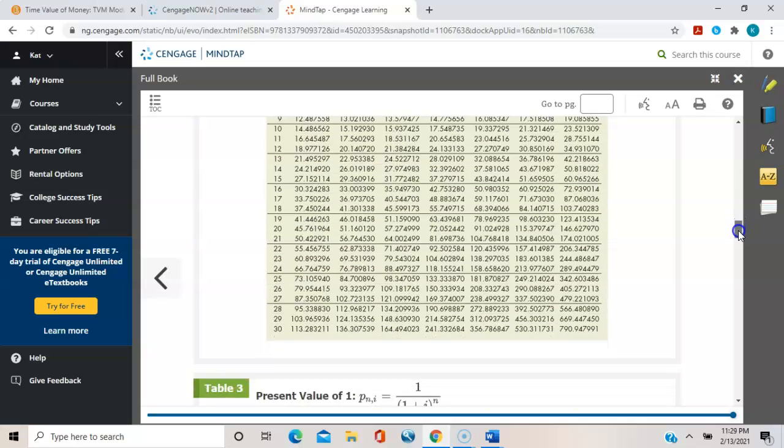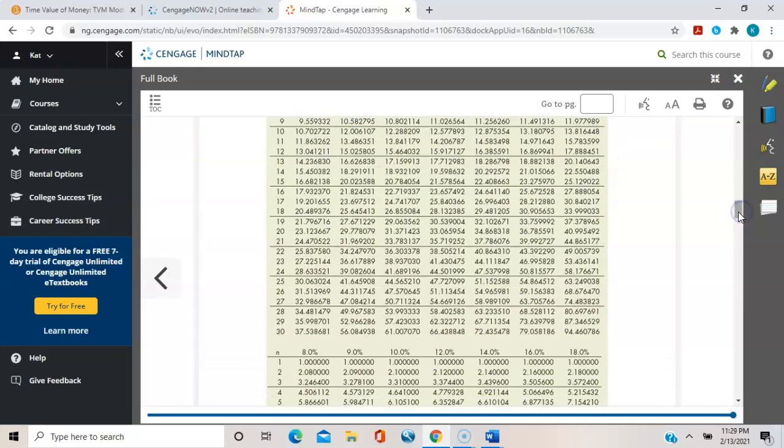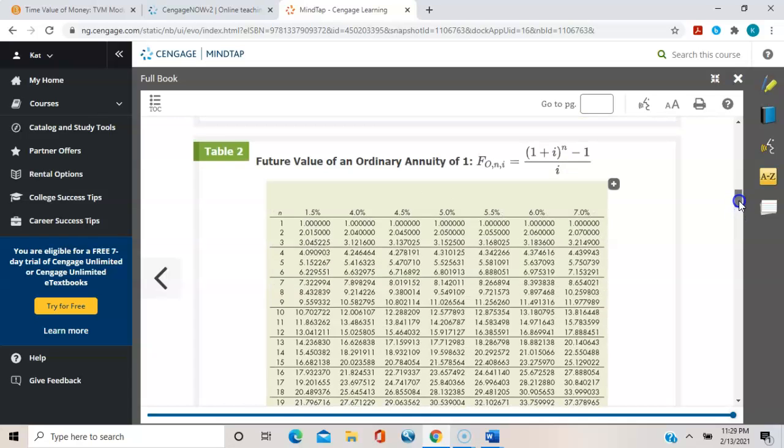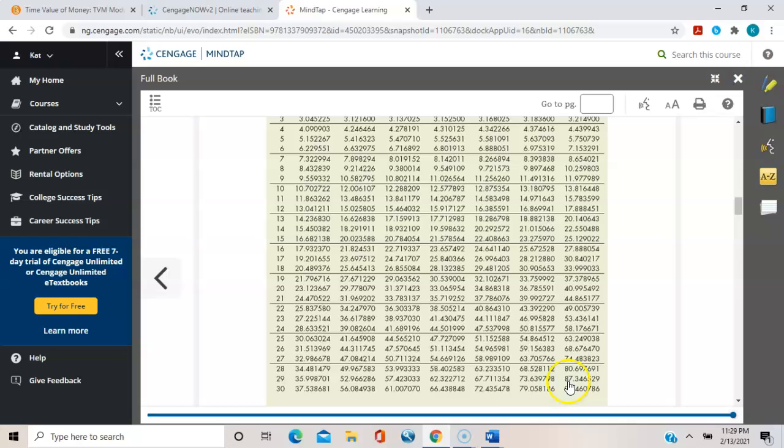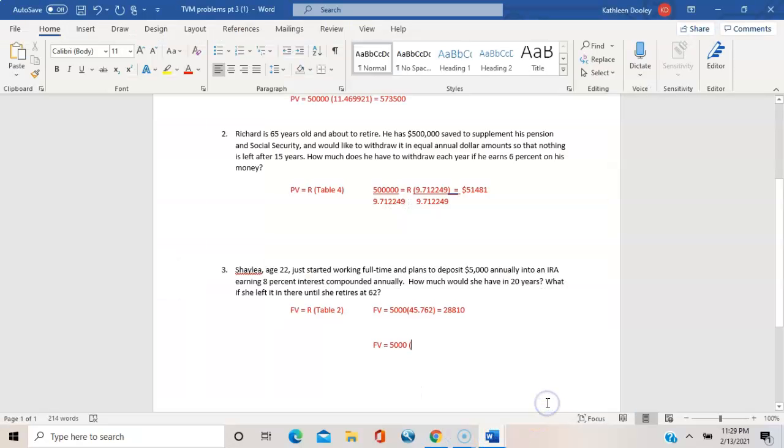Okay, well, then we will not be able to do this problem with these tables. We'll have to find a different set of tables that goes to 40 years. I do have some in my office. The other thing we could do is use Excel or an app to calculate these out. Okay, and so we will do that separately.